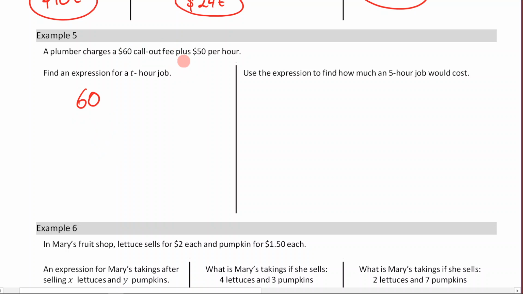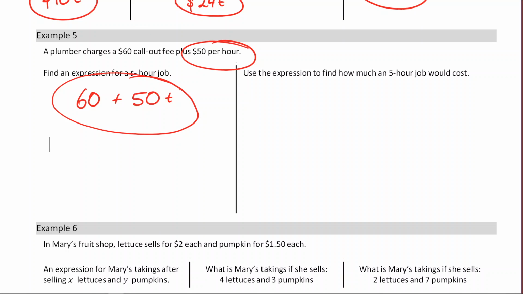And then let's say the job lasts 2 hours. They want $50 per hour. So they want $60 just for turning up, and then they want $50 for each hour they're there. Now we're being told here that we need to find an expression for a T-hour job. So that means we're representing the hours with a T. So we're not going to write that. We're going to write a T there. That T represents the amount of hours they have spent at the job. Remember, we don't like that multiplication sign, so we're just going to write it like this. And this actually is our expression right here.